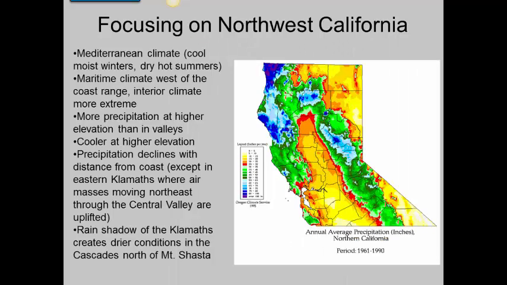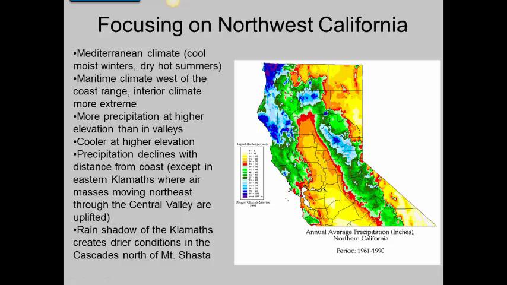So as you know, the climate in general in California is a Mediterranean climate, which means we have cool, moist winters and dry, hot summers. We have areas that experience a more maritime climate, like we saw in Astoria, Oregon, when there's a smaller range of temperatures. And then we have areas further east where it's a more continental climate, where the extremes in temperature are more diverse.